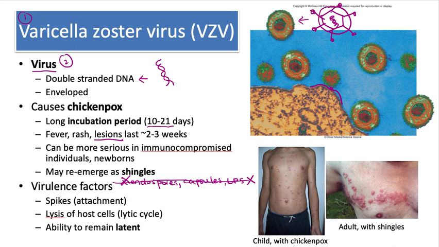And when the virus gets into a host cell, it'll go through the lytic cycle, which results in the lysis or the death of the host cell. The virus can also be latent or dormant, and this is why it can reemerge later as shingles. So in shingles, the virus will go latent or dormant in some of the nerve cells near the skin surface called ganglia cells.